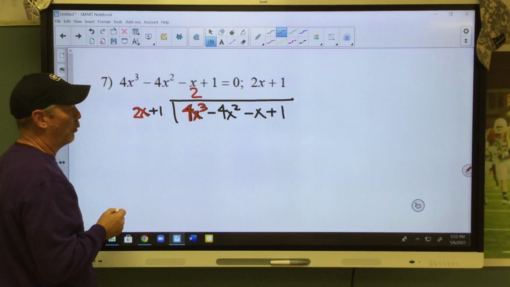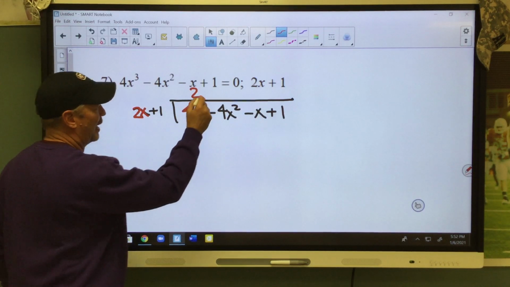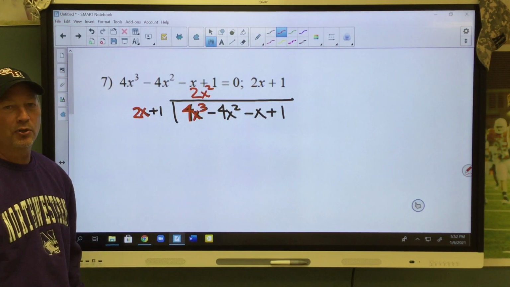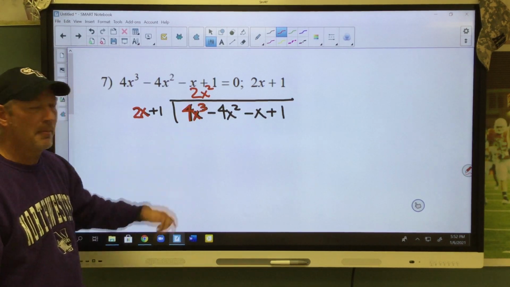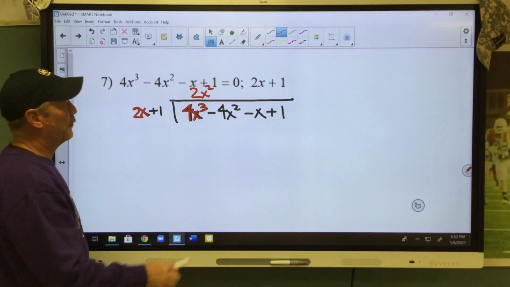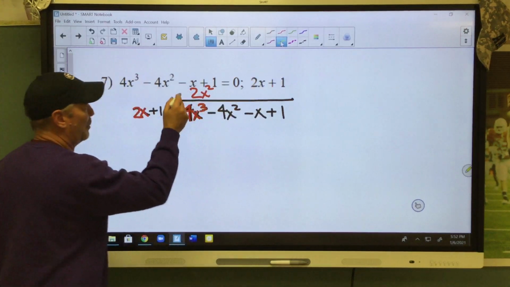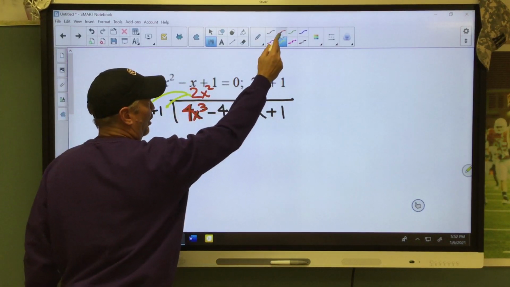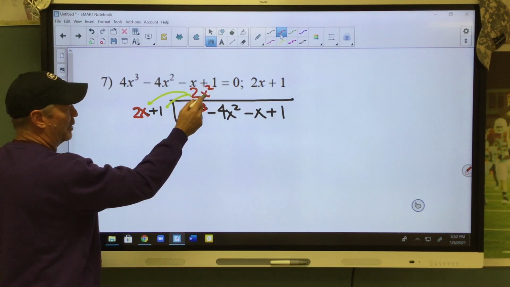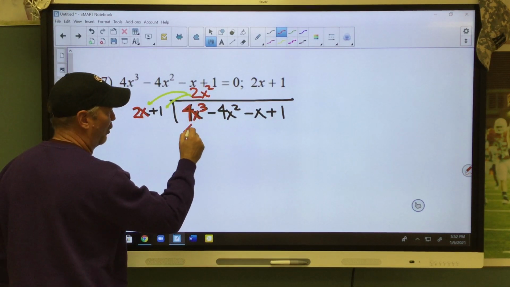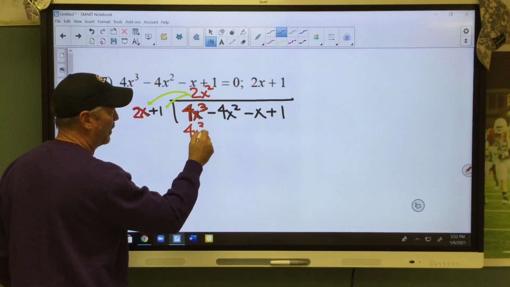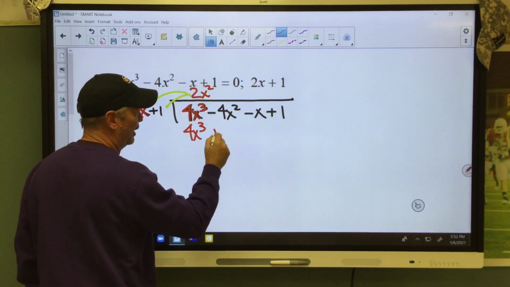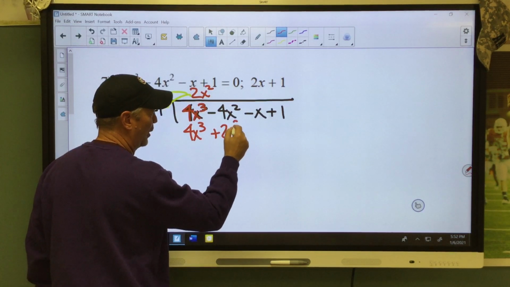That will get me to a 4. X times x squared, that's the term I want to use to get it to match. If you remember, we're going to distribute backwards, we're going to multiply here and here. So 2x squared times 2x is going to give me 4x to the third. 2x squared times 1 is going to give me a positive 2x squared.